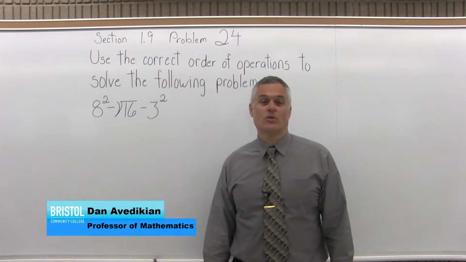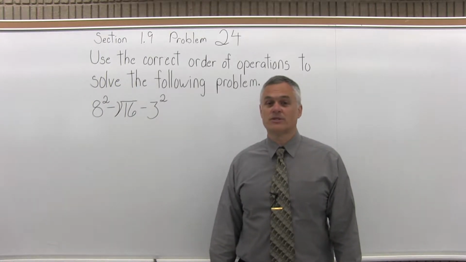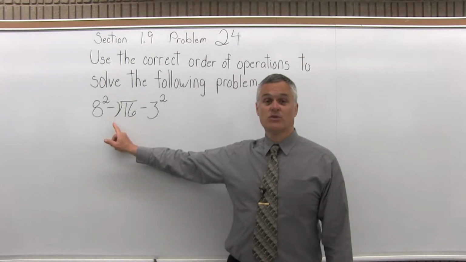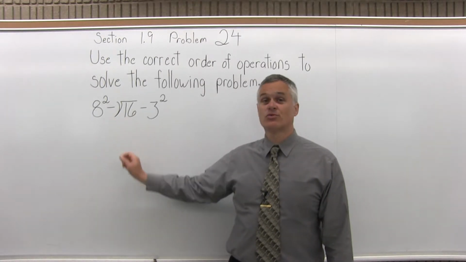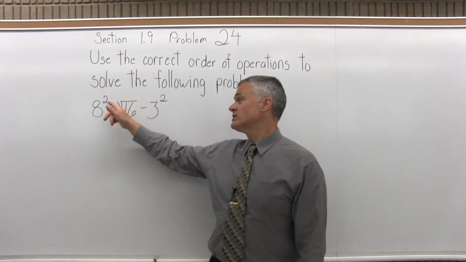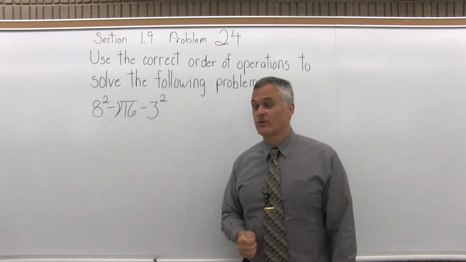This is Section 1.9, Problem 24. It says use the correct order of operations to solve the following problem. And we have 8 to the second power minus square root of 16 minus 3 to the second power. So there are many operations going on. We have 2 subtractions, we have 2 second powers, we have a square root. So you have to ask what gets done first.